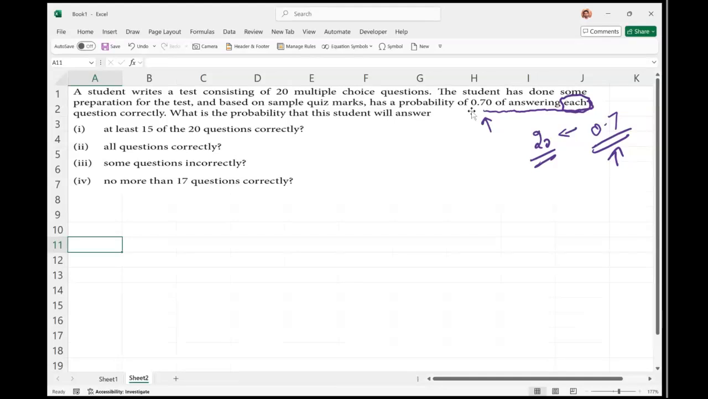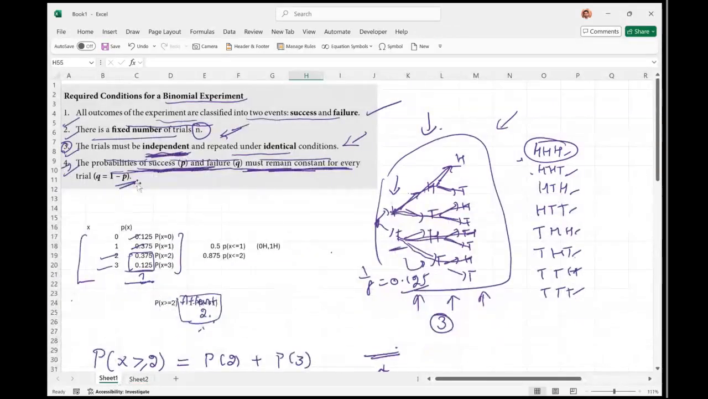And you can get only two answers. Either you write the correct answer, or you do not get the correct answer. So that is also satisfied. So pretty much we satisfy all the conditions required to satisfy the binomial experiment. There is a fixed number of trials, 20, success or failure, either you get it right or you get it wrong. And are they independent? Yes, they are independent, because the success probability is consistent, that is 0.7.